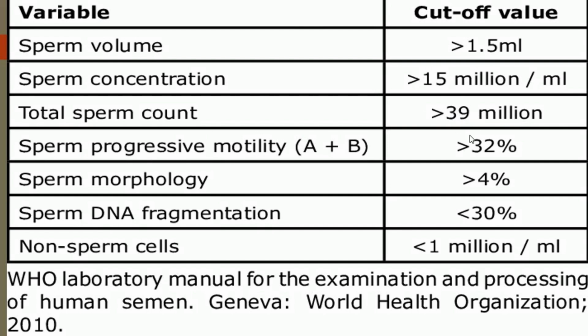Sperm progressive motility is supposed to be 32%, meaning 32% of the sperms that are released are supposed to be motile, supposed to be moving. Sperm normal morphology is supposed to be greater than 4%. The sperm DNA fragmentation should be less than 30%. Non-sperm cells should be less than 1 million per mL. So these are the normal guidelines of the sperm according to WHO. So know this. Sometimes it comes in exams and you're supposed to know these values.